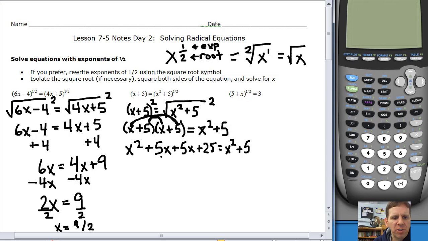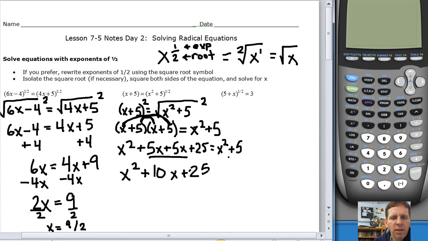One thing you might have noticed is we do have 5x plus 5x here. You can add those together and get 10x. So I'm going to add these two together. So we have x squared plus 10x plus 25 equals x squared plus 5.